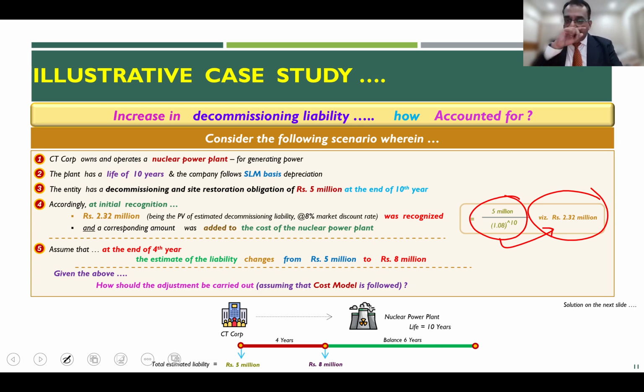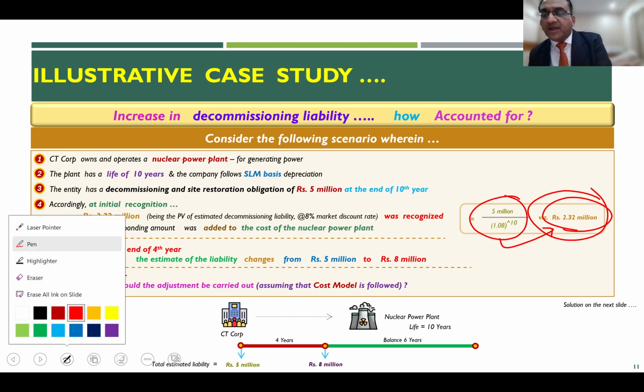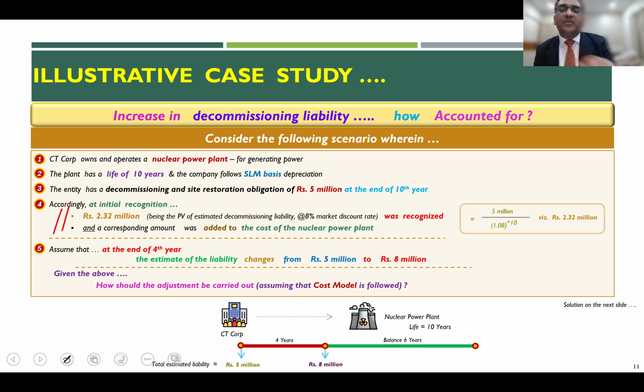And therefore, at initial recognition, the entity will be required to add this 2.32 million to the carrying amount of the asset. So therefore, 2.32 million was recognized and the corresponding amount was added to the cost of the nuclear plant.